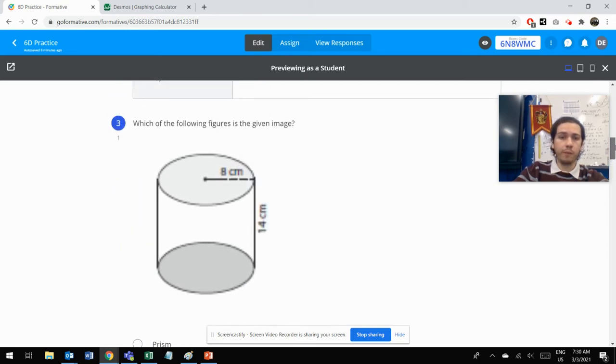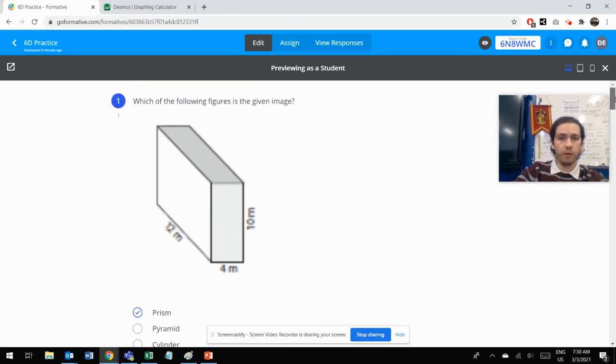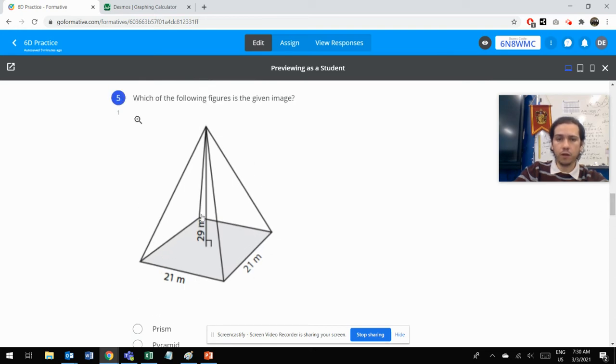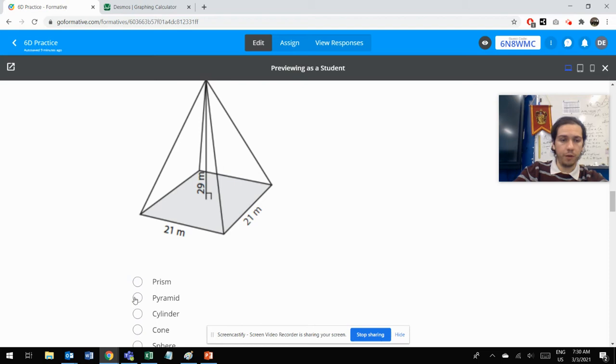Now remember, a prism doesn't come to a point. This was our prism example. This is a pyramid because it starts off as a square or a rectangle or a triangle, whatever kind of basic shape that's not a circle, and it comes to a point up here. So this is a pyramid.